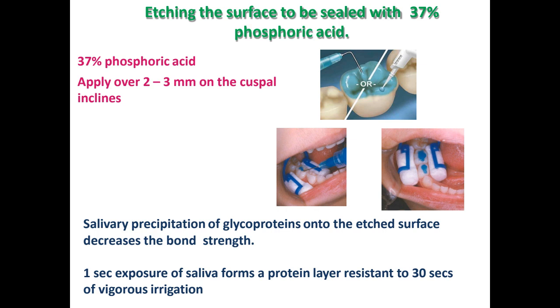So if there is 1 second of exposure to saliva, we require 30 seconds of vigorous irrigation to remove the protein layer deposited on the tooth surface. If the exposure is greater, more time with vigorous irrigation is required to remove the protein layer. So after etching the tooth, isolation is most important.